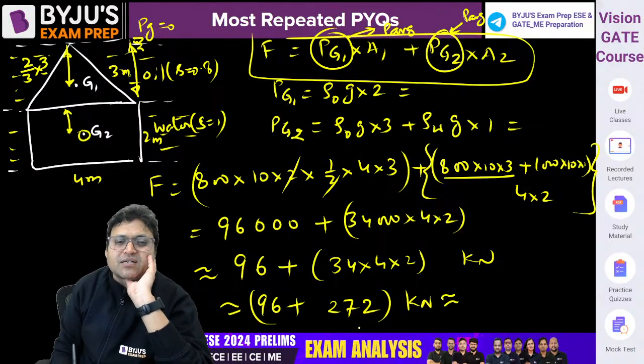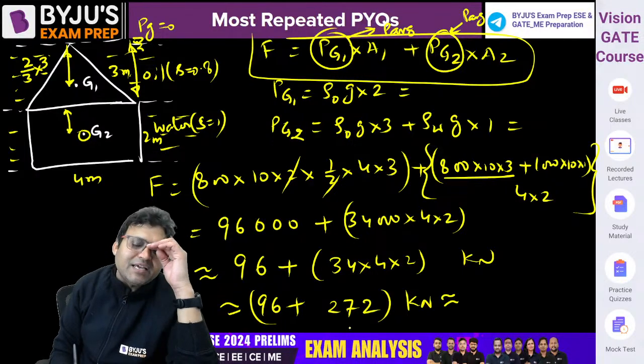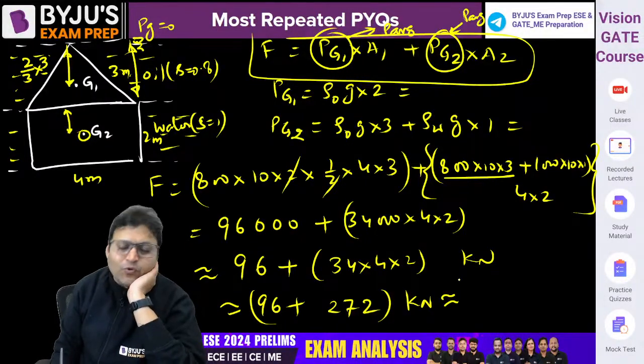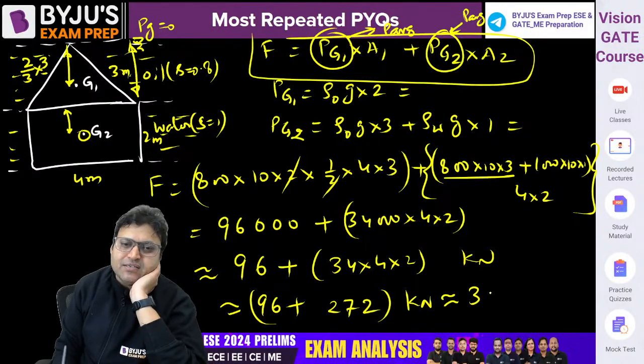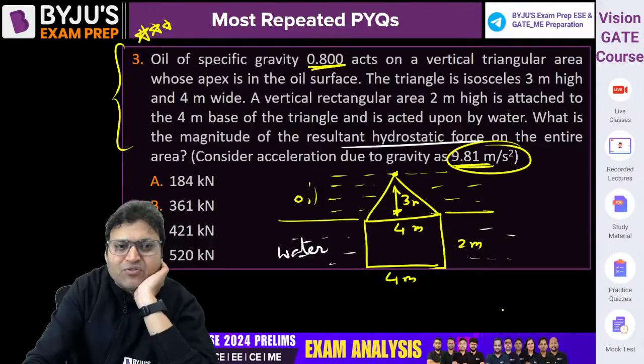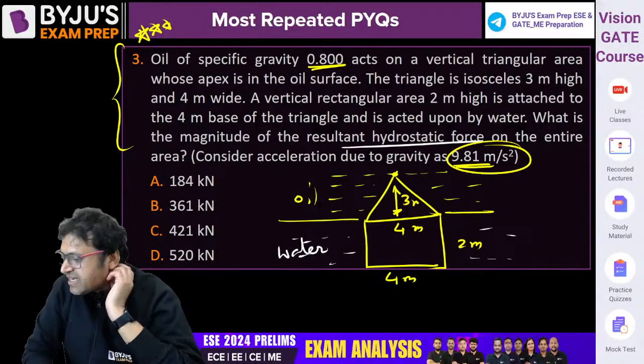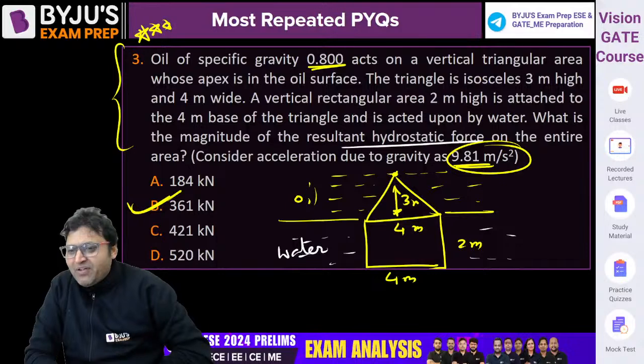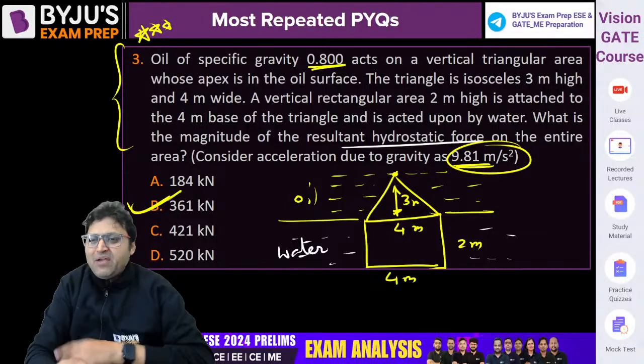How much is that? 272. 372 minus 4, 368 kilonewton. It is somewhere around 368 kilonewton, isn't it? So B will be the correct answer. B will be the right answer.